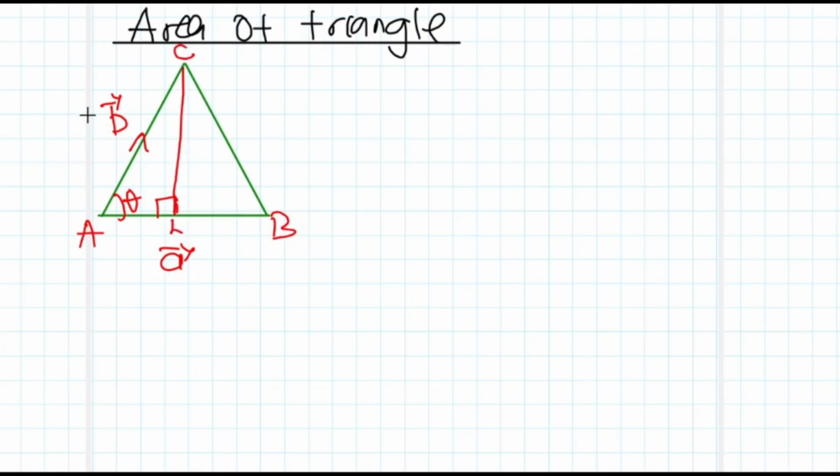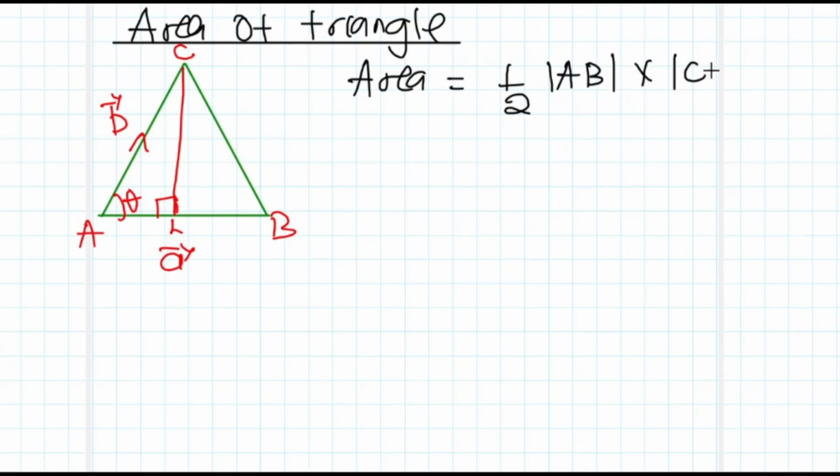So we can compute the area of this triangle. The area is given as half base times height, right? Which is half AB times CL, which is the height. So this is the same thing as half AB sine theta.